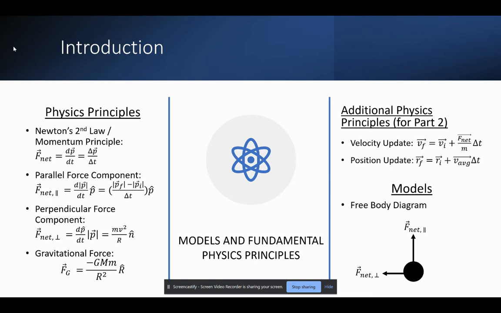For part 2, once we know F net, we can plug it into the velocity update formula. V final equals V initial plus F net over m times delta t. Once V initial and V final are known, both values can then be used in the position update formula. R final equals R initial plus V average times delta t.